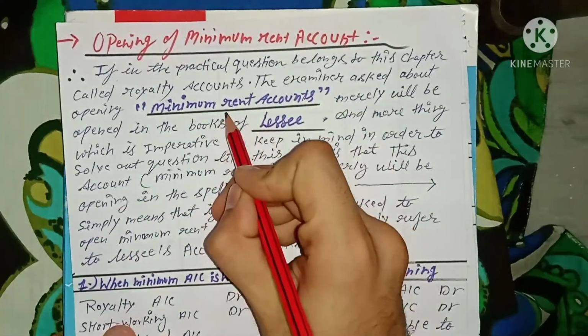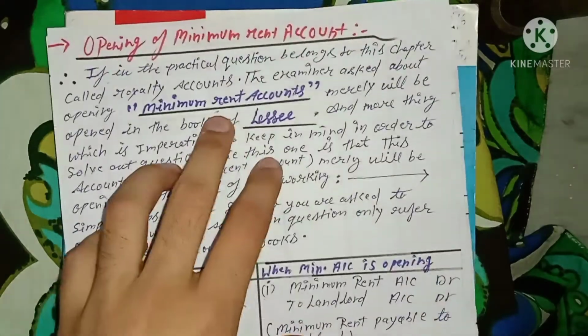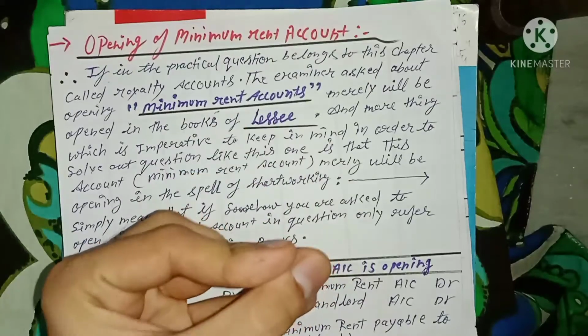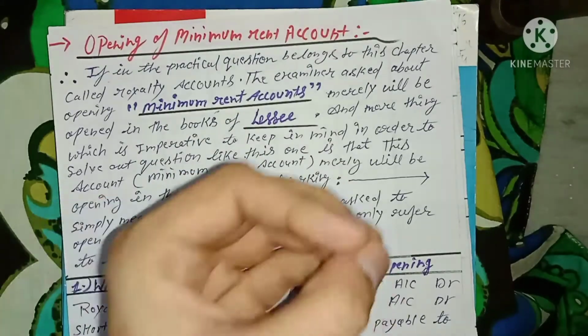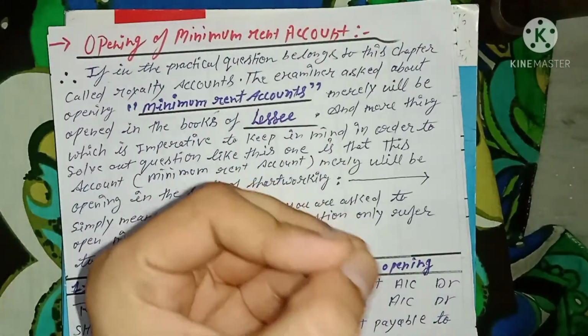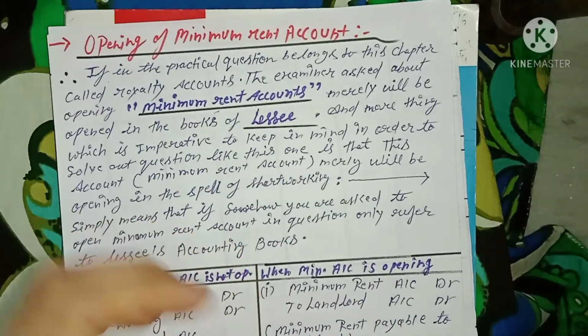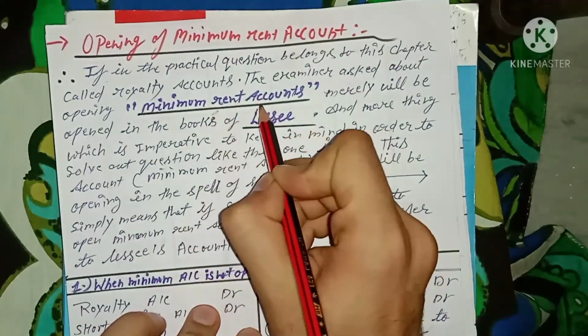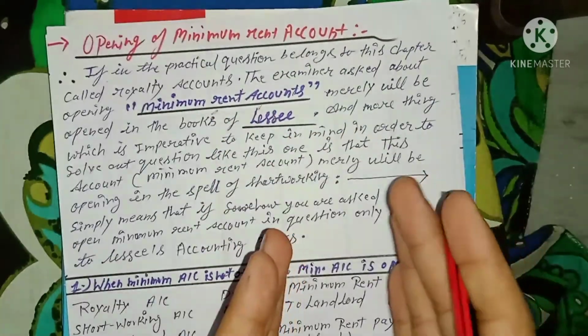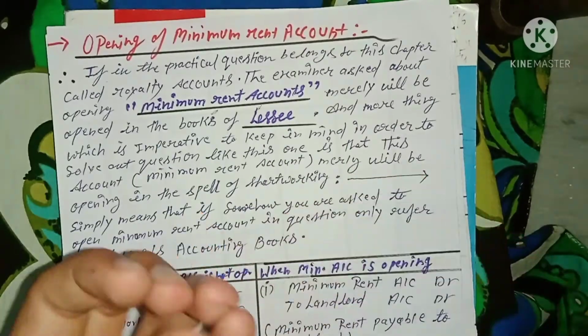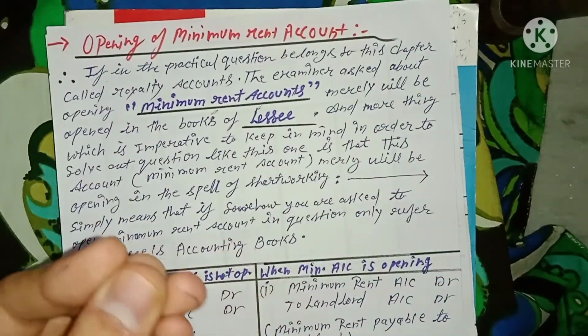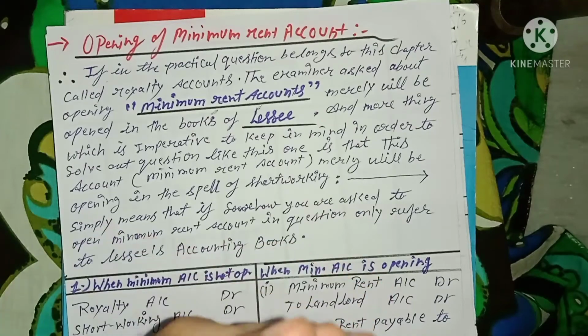But here, if the examiner asks us to show the minimum rent amount, that is, how much minimum rent the lessee has to pay to the lessor, then in order to show that we have to open the minimum rent account separately in the books of the lessee, to show how much amount the lessee has to pay the lessor.